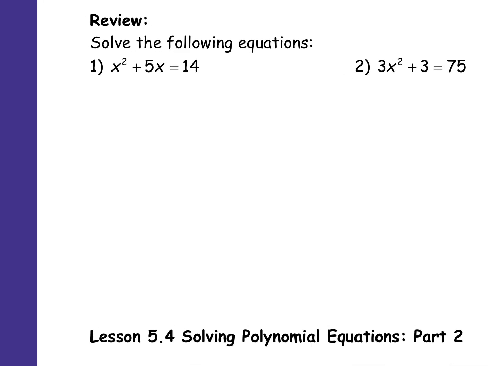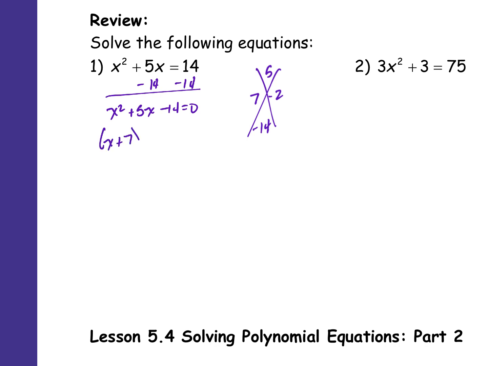So on the first one, I'm just going to subtract 14. There we go. So I've got x squared plus 5x minus 14 equals 0. Give me two numbers that multiply to be negative 14 and add to be 5: 7 and negative 2.